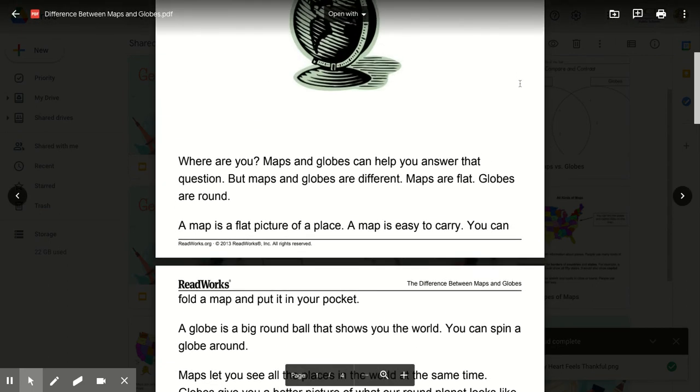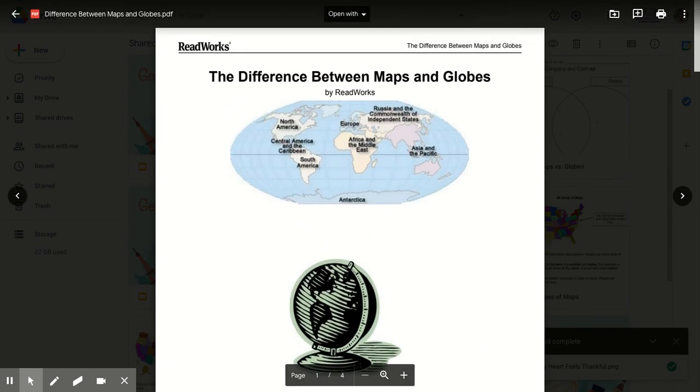So use what you learn from this text to respond to or to complete the Venn diagram about what's the same about maps and globes and what is different about maps and globes.